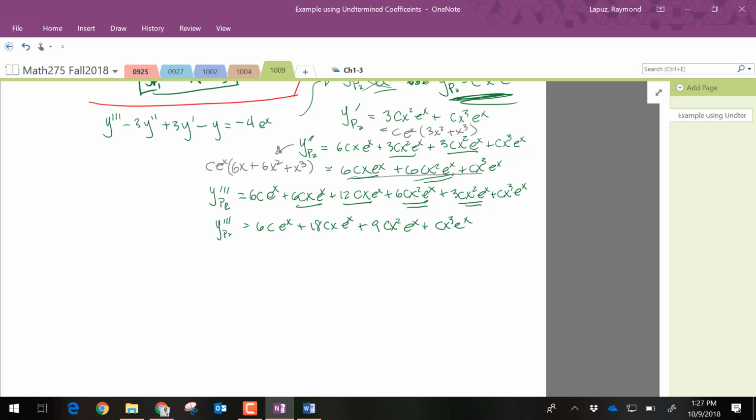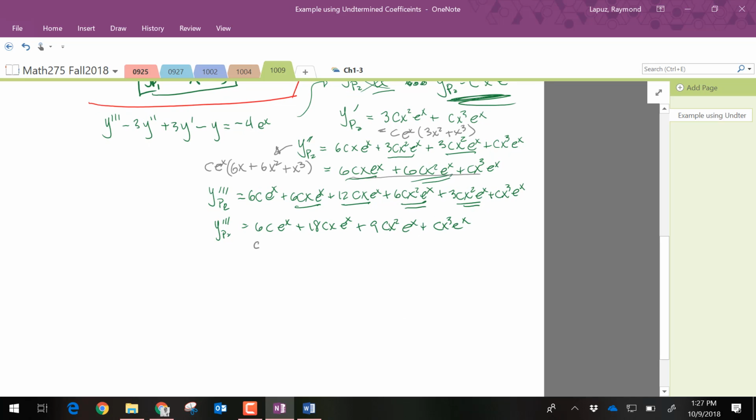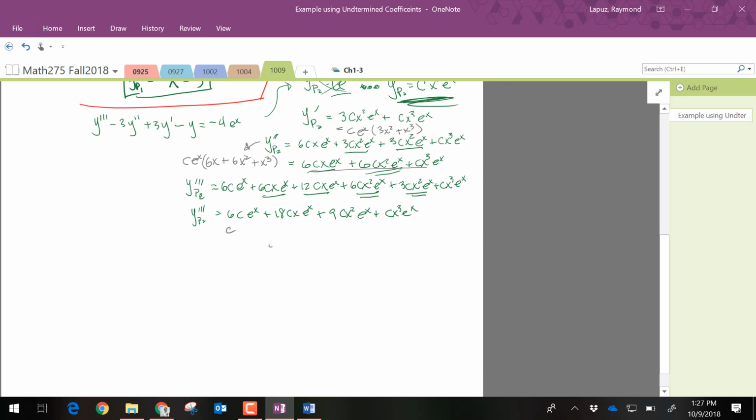And then for the last one, we factor out a c e to the x. We get a 6 plus the 18x plus 9x squared plus x cubed.